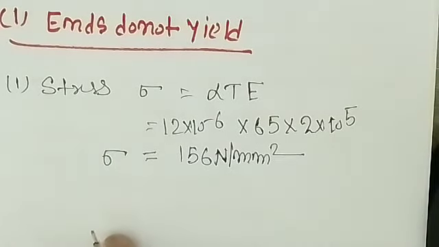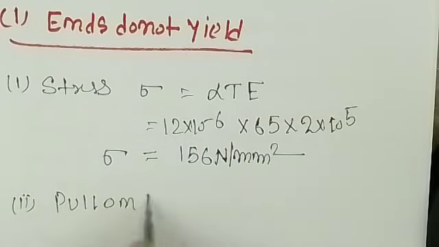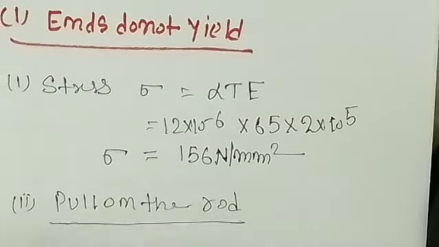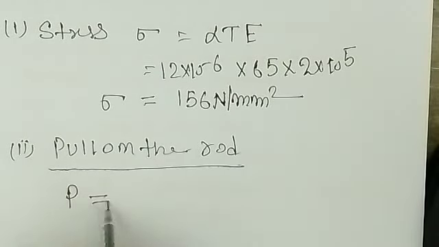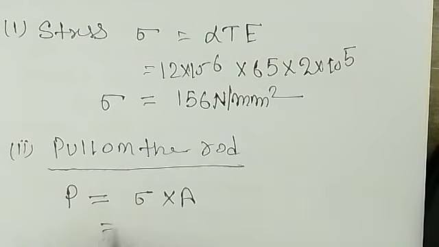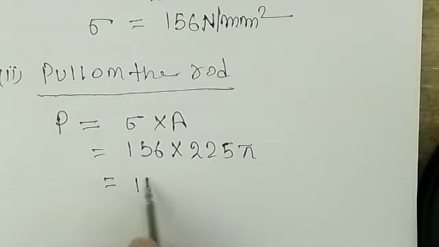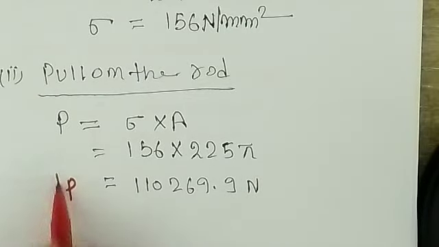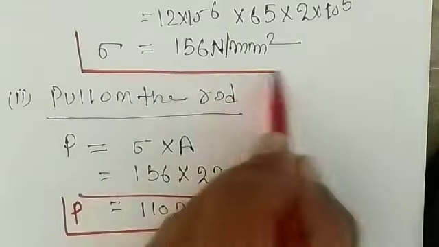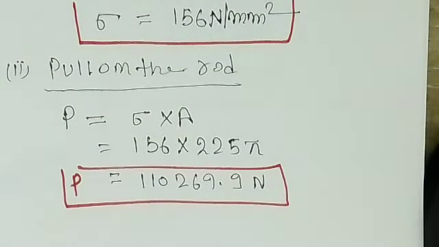Now next you have to find the pull on the rod. Pull on the rod means the load by which you are pulling the body. Let's say the load is P. So P is equal to stress into area. Stress is 156 and area is 225π. On calculation, you will get the value as 110,269.9 Newton. So the stress is 156 Newton per mm², and the pull is about 1 lakh Newton, without yielding.